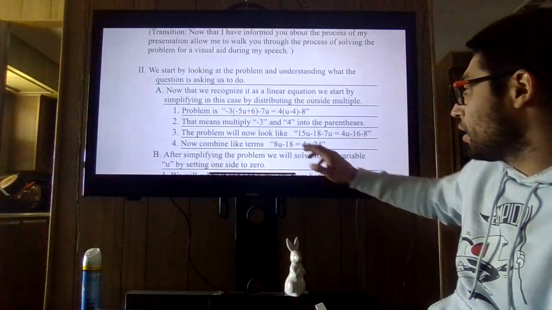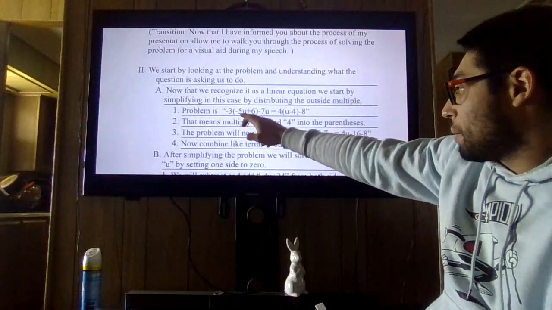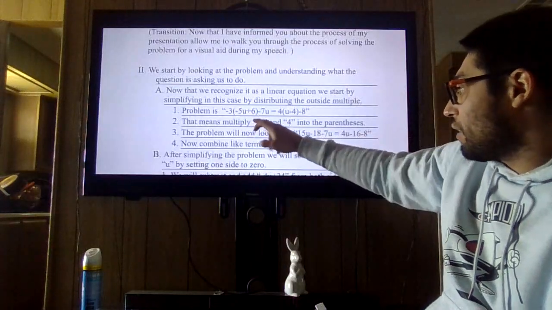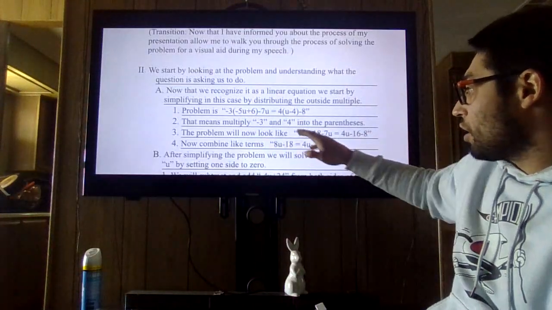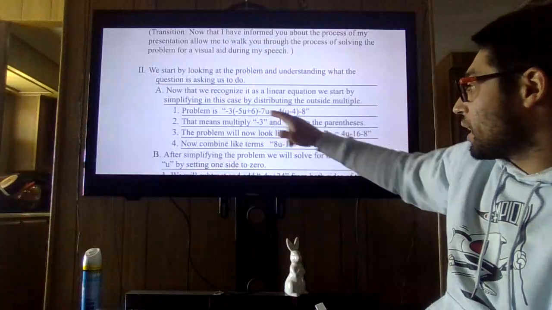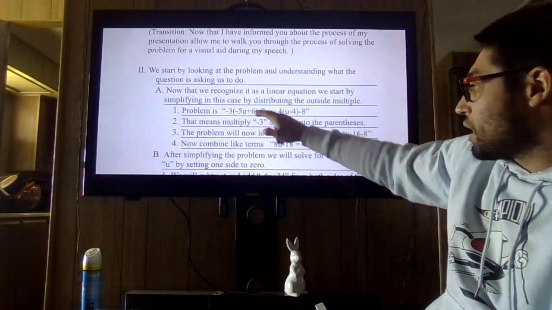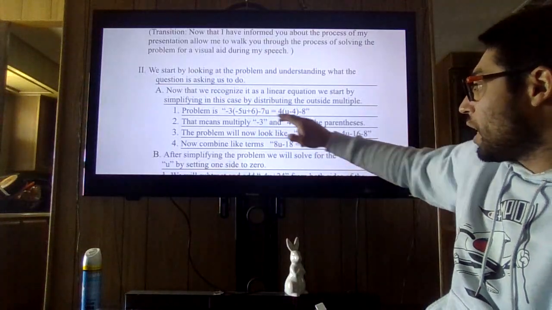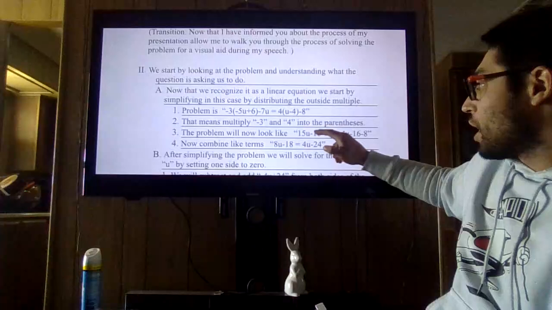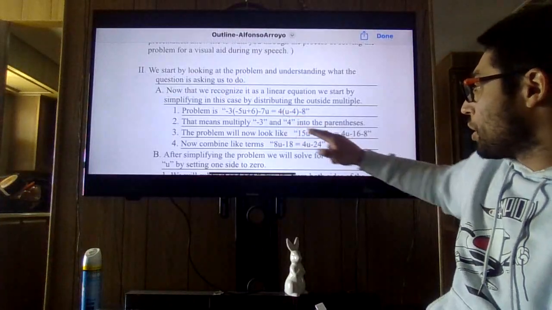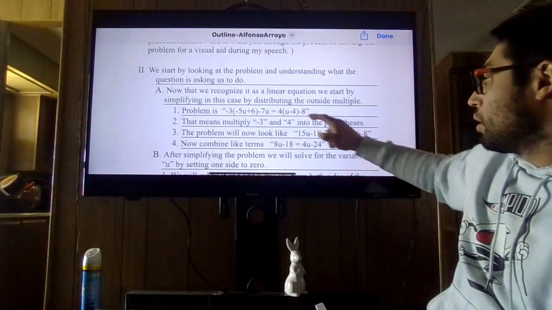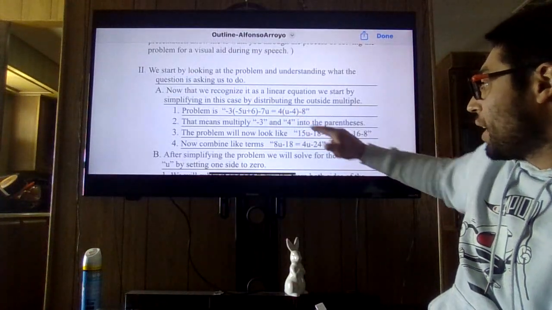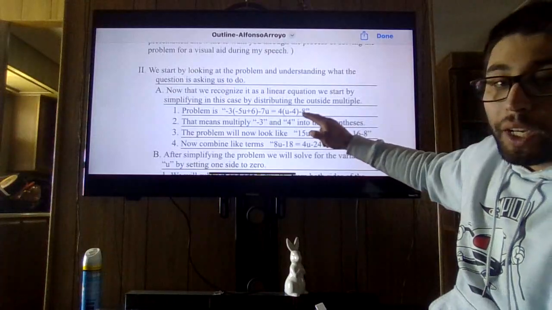How did we get that? 3 times 5 is 15. Since they're both negatives, it's a positive 15, and you bring down the u, 15u. 3 times 6 is 18. Negative and a positive makes a negative, so it's negative 18, and you bring down the minus 7u. And on the other side, we got 4 times u for the positive 4u. 4 times a negative 4, making it negative 16, and we're bringing down the minus 8.